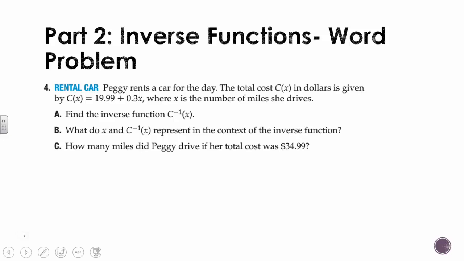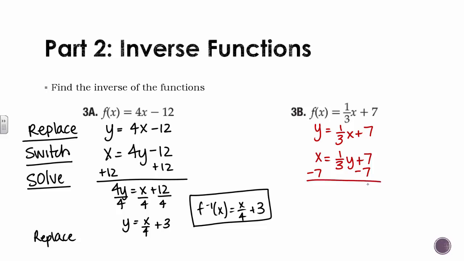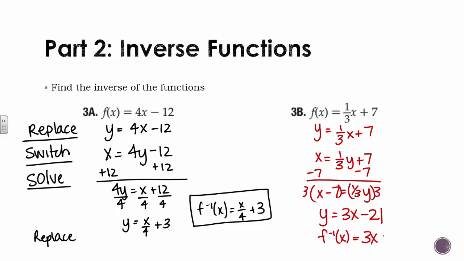So we'll do the same thing with the next one. So your steps are the same. You start off replacing. Start off exchanging. And then you solve. So we'll subtract 7 from both sides. And then instead of multiplying by 1/3, I'll just multiply everything by 3. So I get y equals 3x minus 21. And then remember, instead of writing y, we'll write the inverse of f of x equals 3x minus 21.